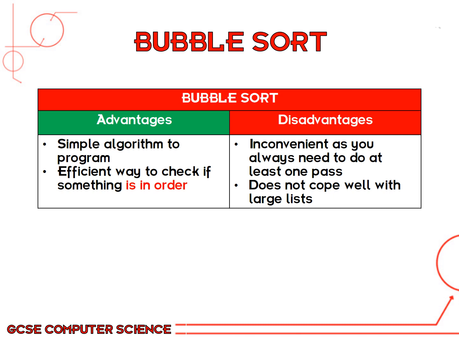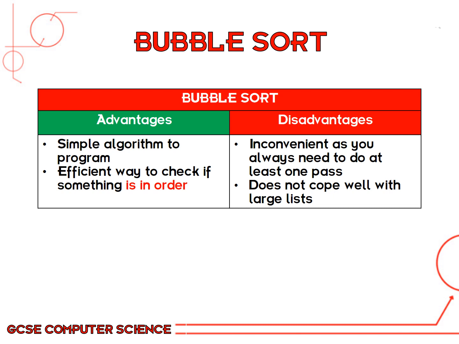So the obvious advantage of bubble sort is it's a pretty simple algorithm to program. Essentially, you're just comparing two values and swapping them if they're not in the correct order, and if they are, then you just pass to the next one. It's quite an efficient way to check if something is in order in the first place. So at the end of the first pass, you can tell if something's in the correct order or not.